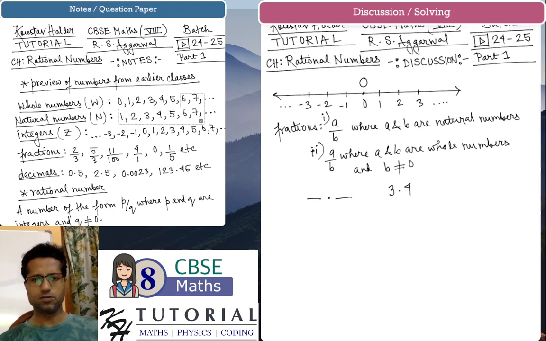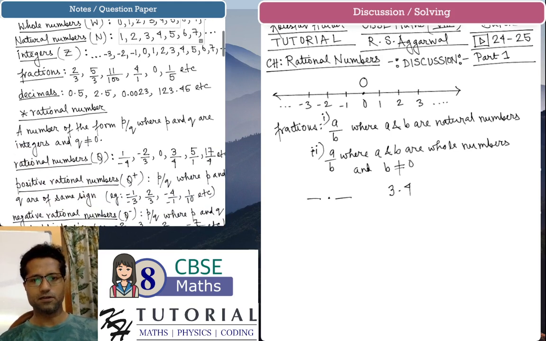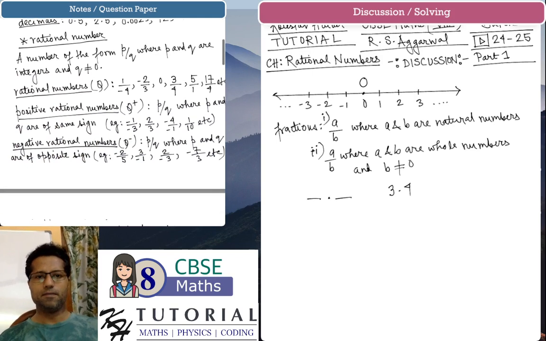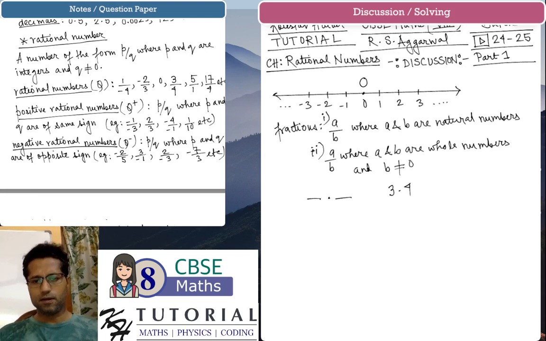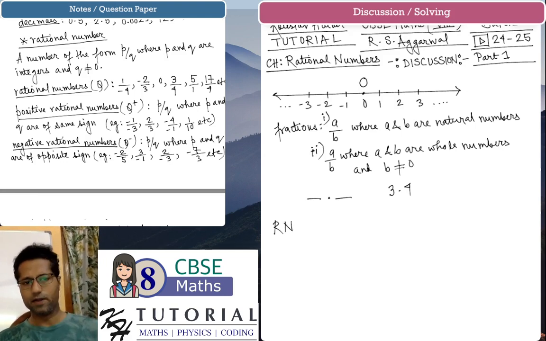Now I think you have also studied rational numbers in class 6. I'm not sure, but anyway, what is a rational number? Any number of the form p by q, where p and q are integers and q is not equal to 0. For short writing, I will abbreviate rational numbers as Rn as and when necessary. So whenever I write Rn, you will understand that I mean rational numbers.